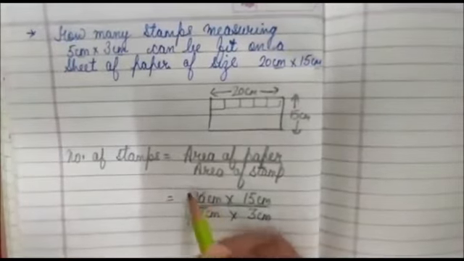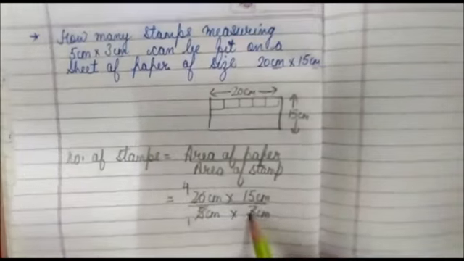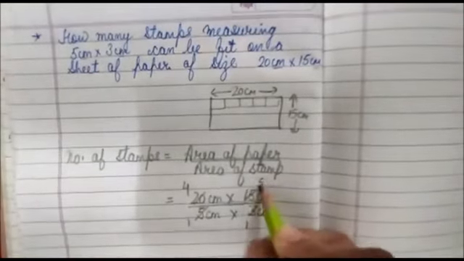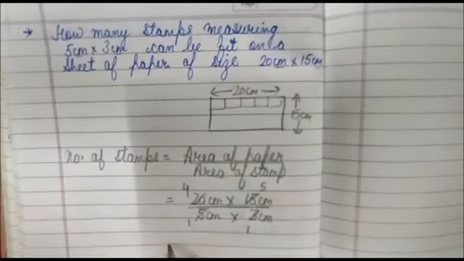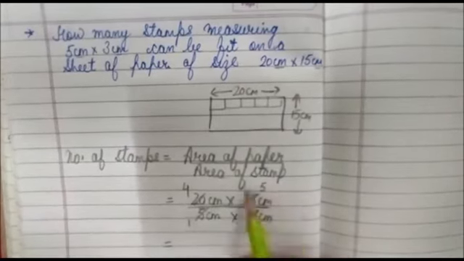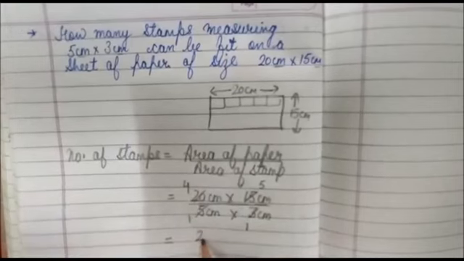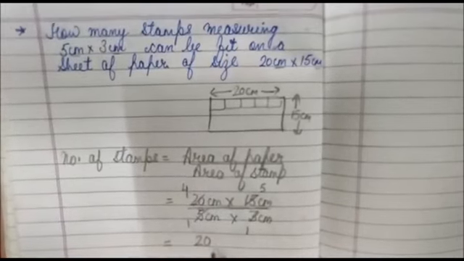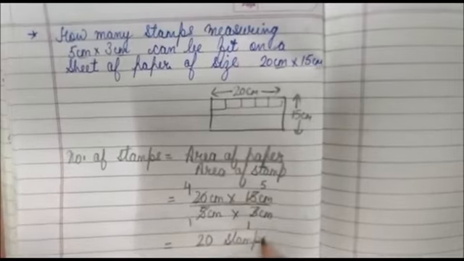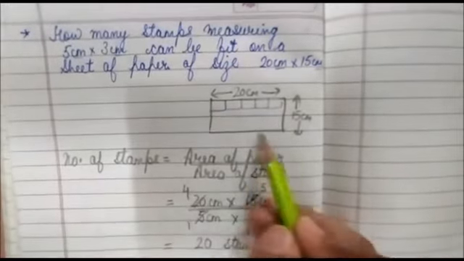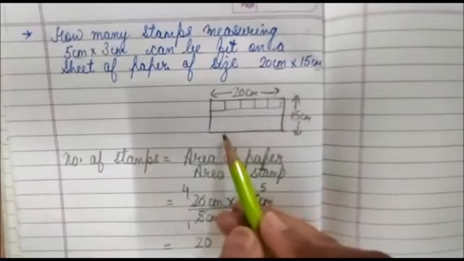Let's do the cutting. 5 ones are 5, and it will go at 5 fours are 20. This will also, 3 ones are 3 and 3 fives are 15. And units will also cancel with each other, centimeter, centimeter. So what will I have here in the final answer? 4 fives are 20. So here I have calculated the number of stamps. So I need 20 stamps to fit on this complete sheet of paper.